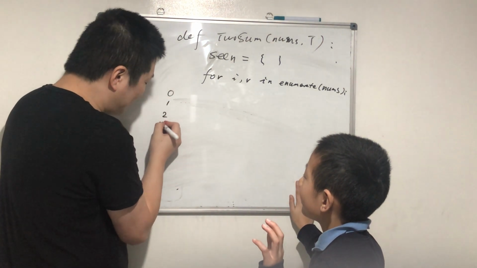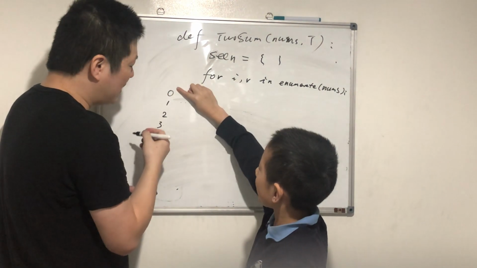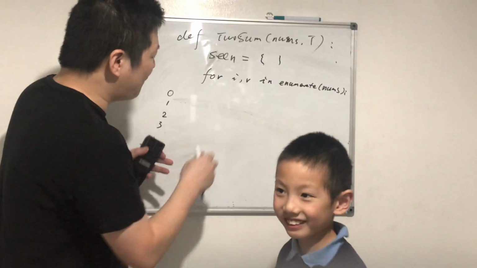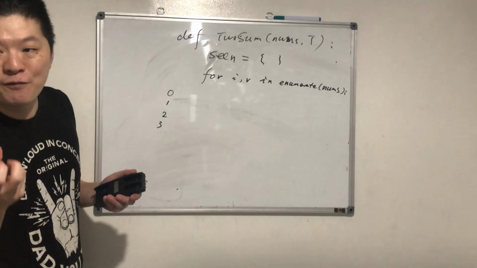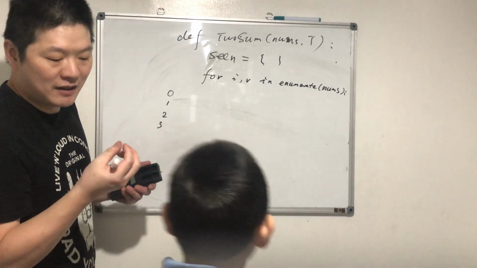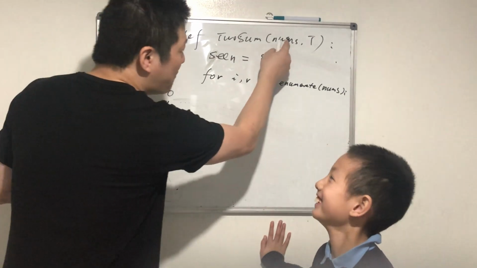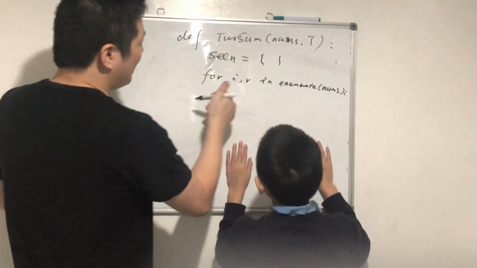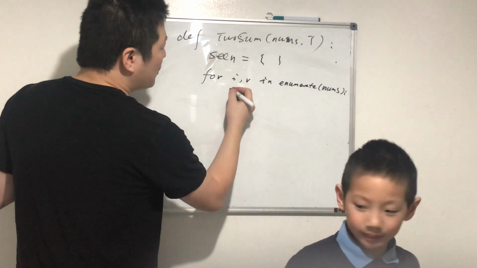The first number, 0, the index. Yeah, the index. And v will be the second number, the values of the numbers. Okay, that's the numbers in the array. And seen is the notebook. So look, seen is the notebook.